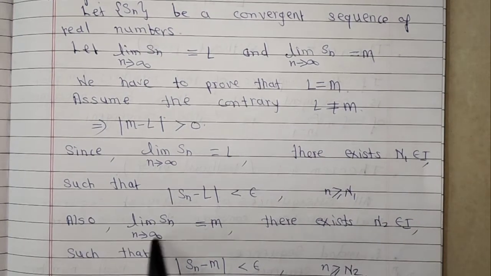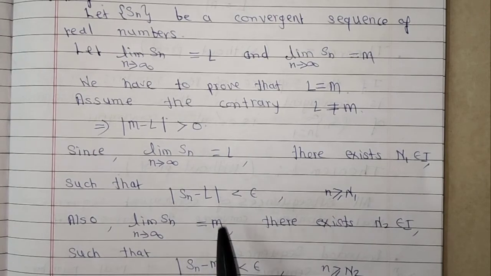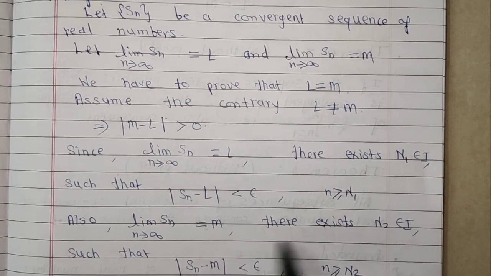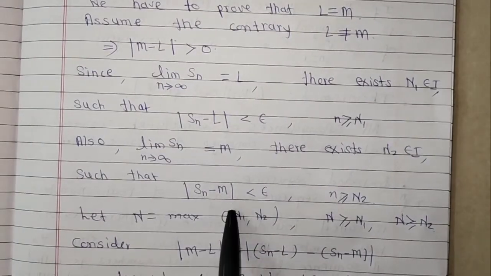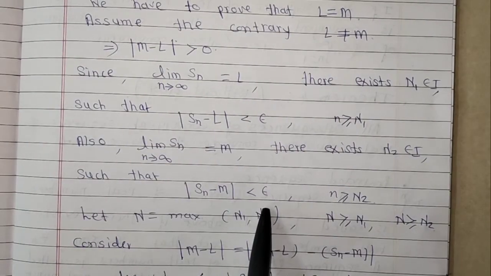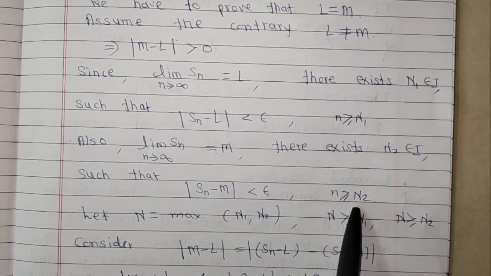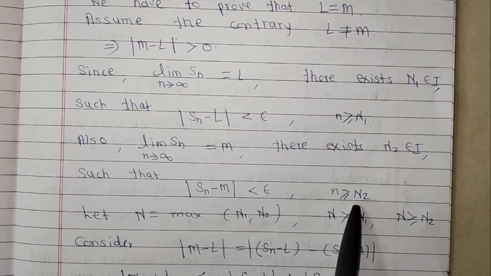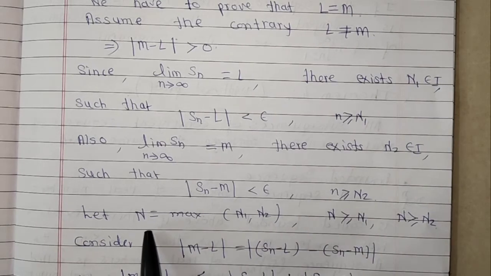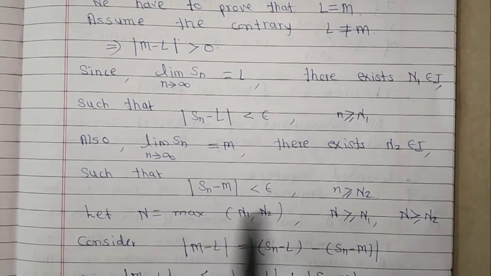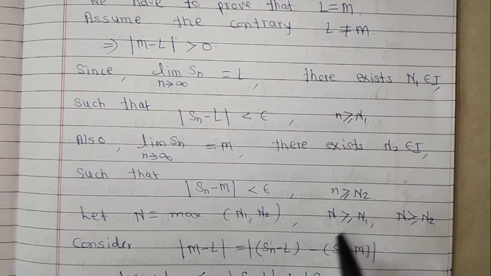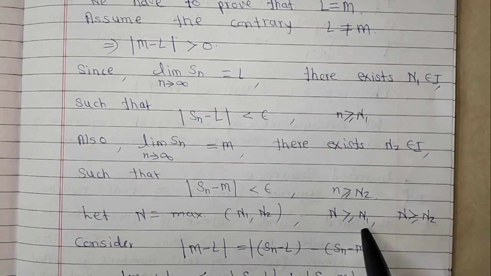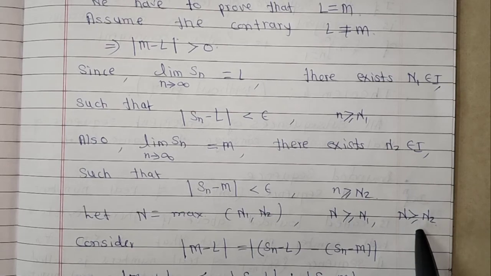Also, we have given that the limit of Sn as n tends to infinity equals M. So, by definition of limit, there exists n2 belongs to I such that modulus of Sn minus M is less than epsilon for n greater than or equal to n2. Let n equal the maximum of n1 and n2. That is, n is greater than or equal to n1, and n is greater than or equal to n2.